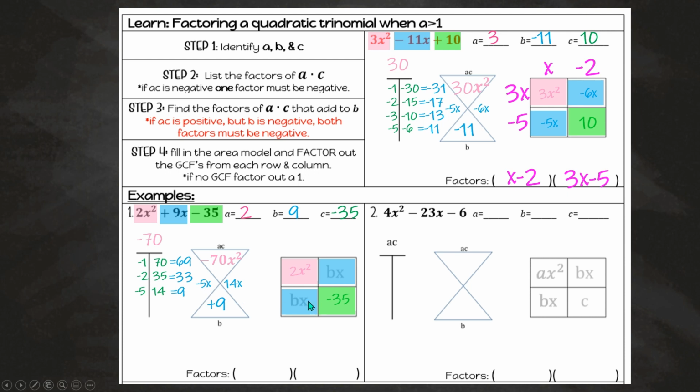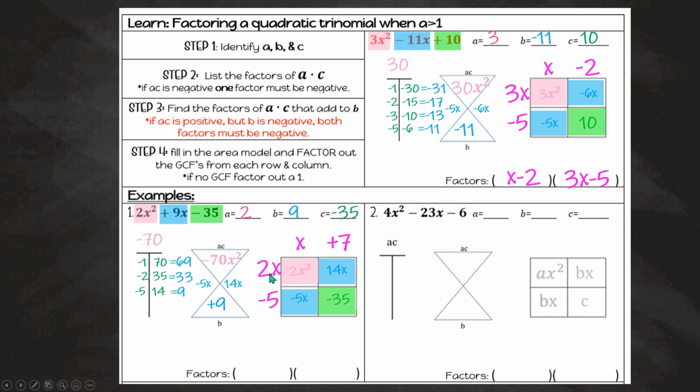And those are the two factors I'm going to fill in my area model. So I have negative 5x and a 14x. So if I have 2x squared and 14x, looking at this column first, 2x squared and negative 5x, I'm going to factor out the x first. Okay, there's nothing that I can divide into 2 and negative 5 and factor out. So now I'm looking at 14 and negative 35. What can I factor out of these two numbers? Well, that would be a positive 7 because I can divide 14 by 7 and I can divide 35 by 7. Here I'm going to factor out a 2x and a negative 5.